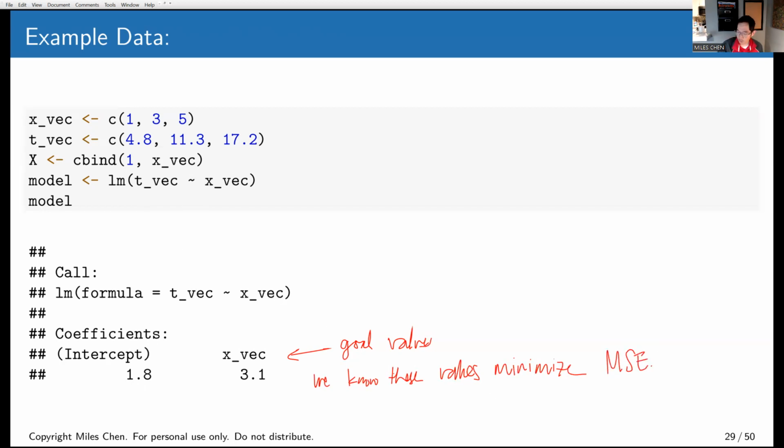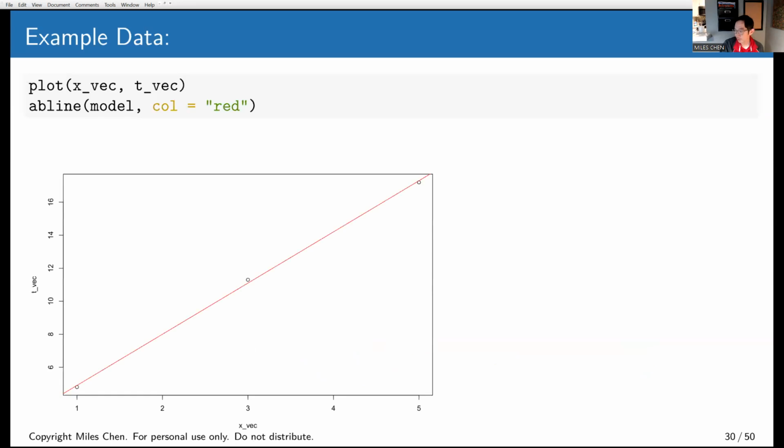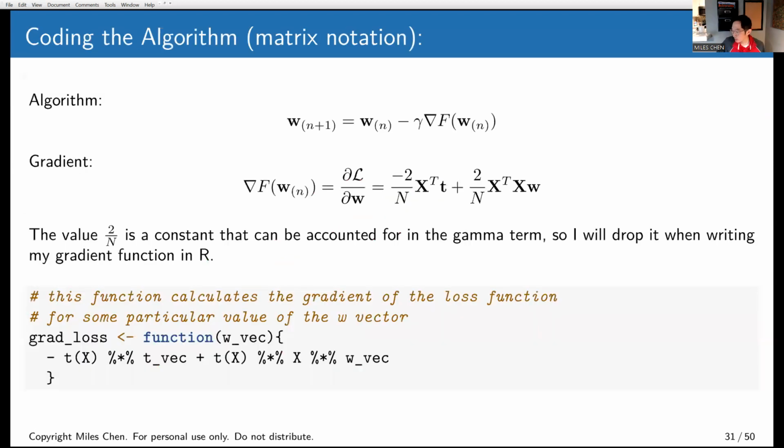Okay. But we'll use gradient descent to try to figure this out. So this is what it looks like. These are our 3 data points, at x equals 1, x equals 3, and x equals 5. And this has an intercept of 1.8 and a slope of 3.1.